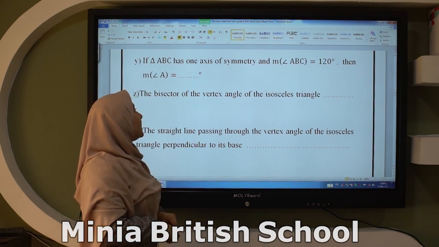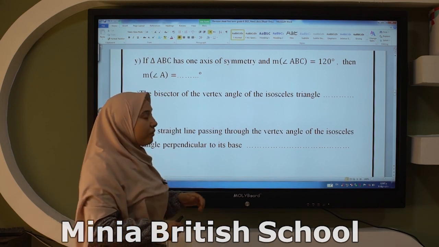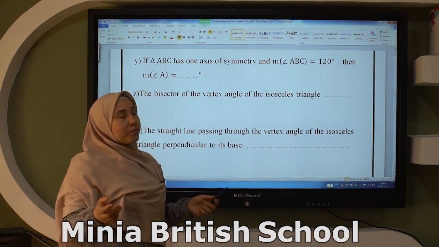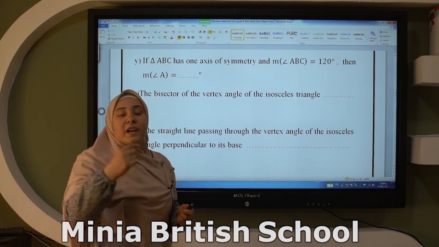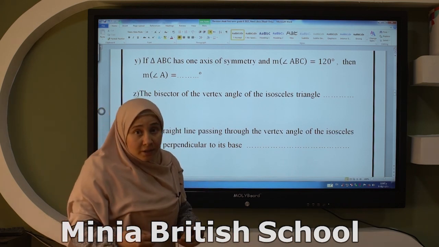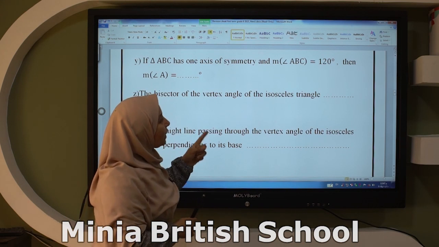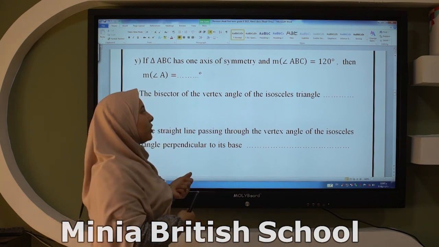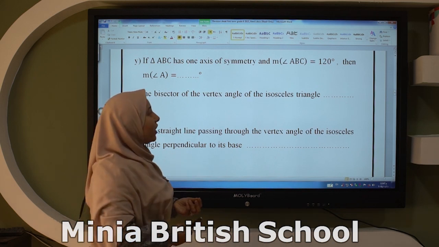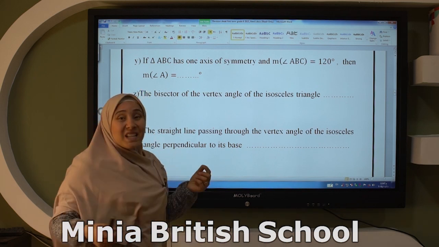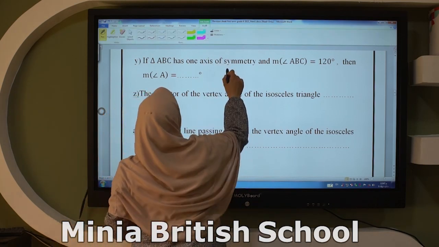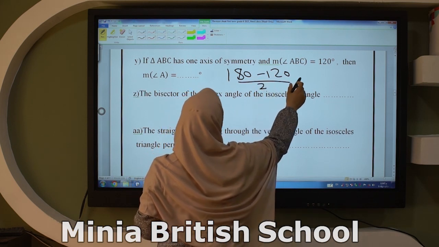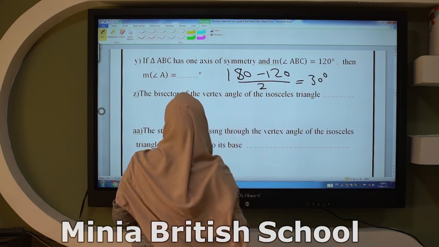If the triangle APC has one axis of symmetry and the measure of angle APC equals 120, then the measure of angle A equals what? This triangle has only one axis of symmetry, so it is an isosceles triangle, and the angle here is the vertex angle because it's an obtuse angle. Yes, it's an obtuse angle. Then the measure of the base angles equals (180 minus 120) divided by 2, which equals 30 degrees.